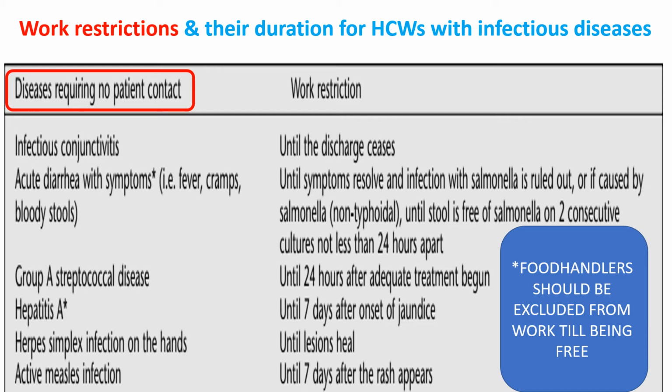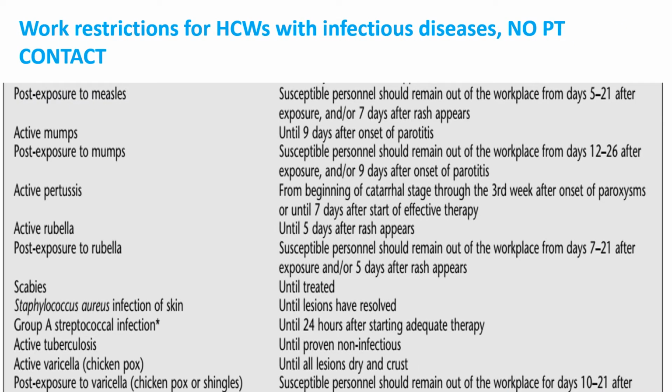This is the first table of diseases requiring no patient contact. Again, diseases requiring no patient contact: post-exposure to measles, active mumps, post-exposure to mumps, active pertussis, active rubella, post-exposure to rubella, scabies, Staph aureus infection of skin, group A streptococcal infection, active tuberculosis, active varicella, post-exposure to varicella. All of these need no contact with patients, and the duration of no contact is present in front of each disease. Please read it and use it in your hospital for infection control.